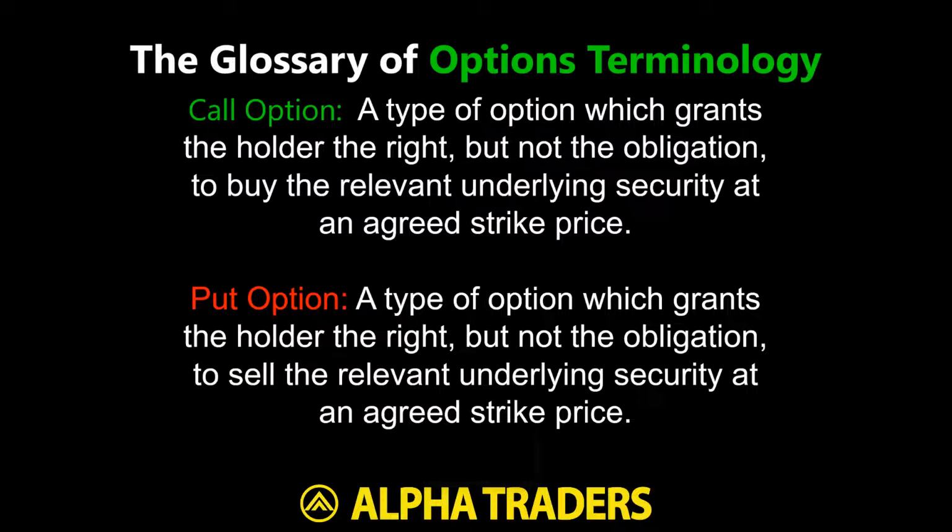Right? The opposite of that would be your short or your put option. This is when you expect the price to go down. You expect the direction to go down. Definition for put option: a type of option which grants the holder the right, but not the obligation, to sell the relevant underlying security at an agreed strike price.